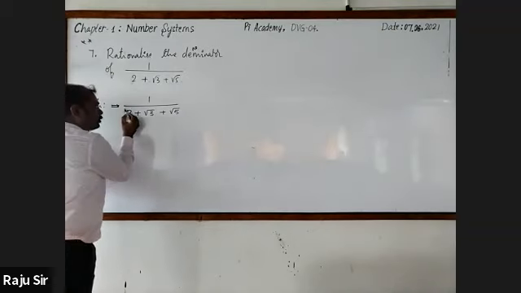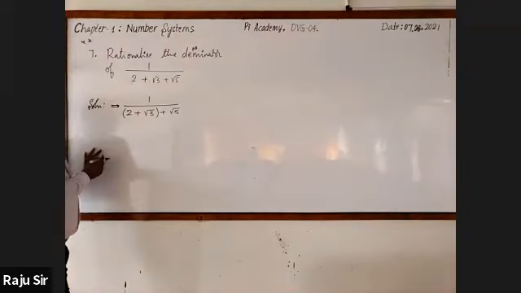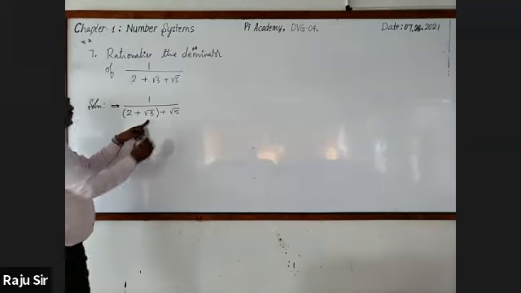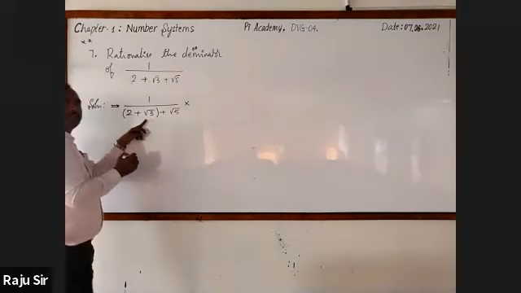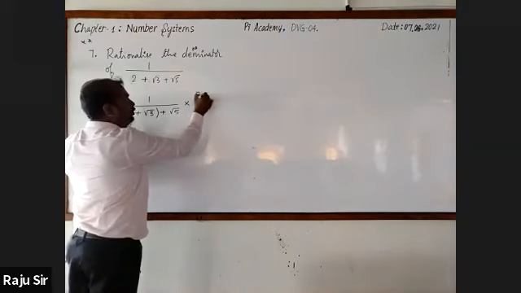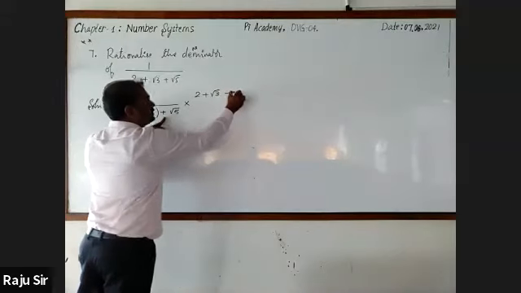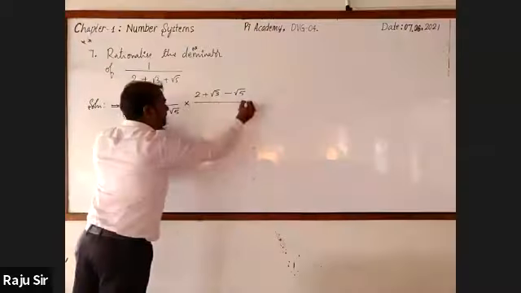Let me go for grouping first two. 2 plus root 3, then plus root 5. Into direct right. 2 plus root 3 minus root 5 by.